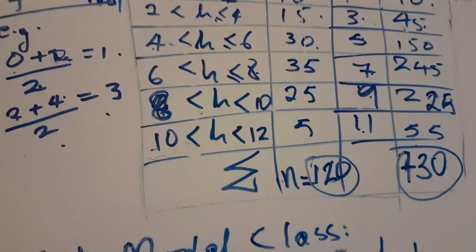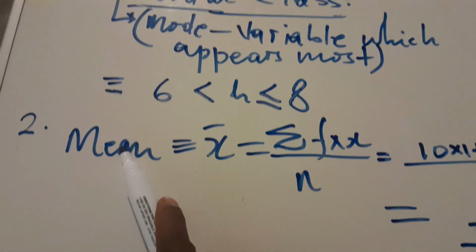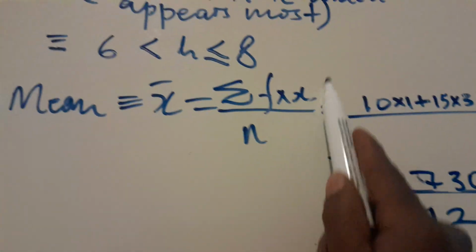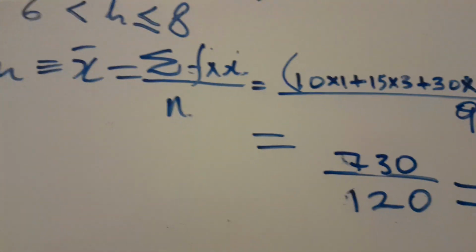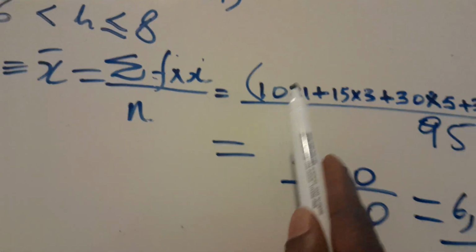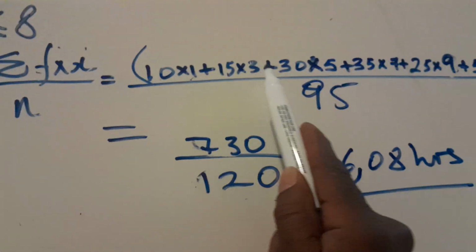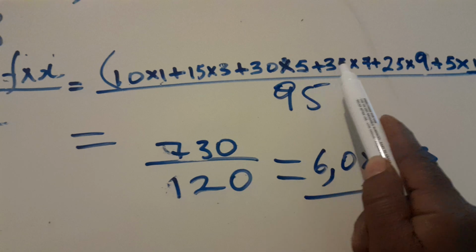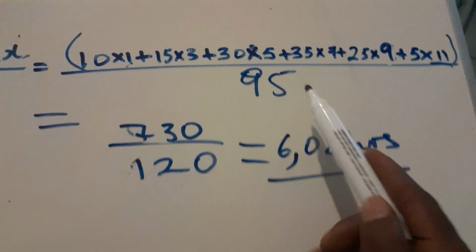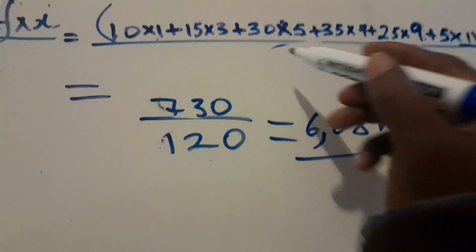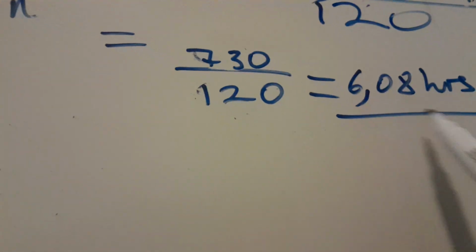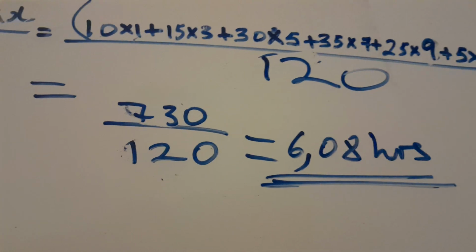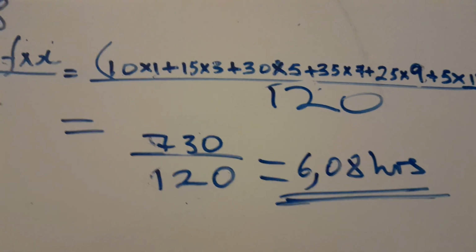There are 120 variables. So, having done so, the mean x bar is equal to the sum here of f times x over n. I have calculated the sum here: 10 times 1 plus 15 times 3 plus 80 times 5 plus 35 times 7 all the way, then divided by 120, giving you 730 out of 120, 6.08 hours. Let's go to the next question.